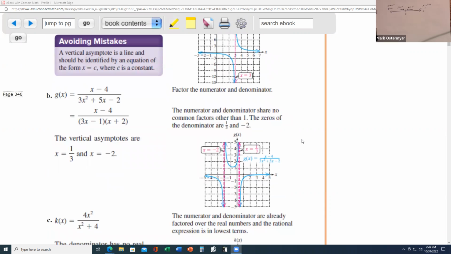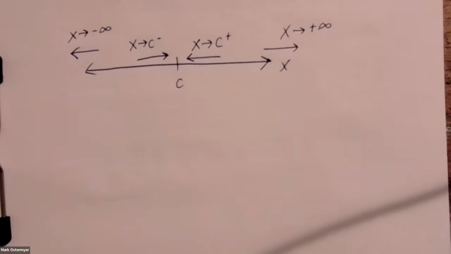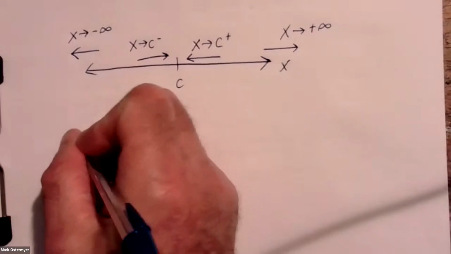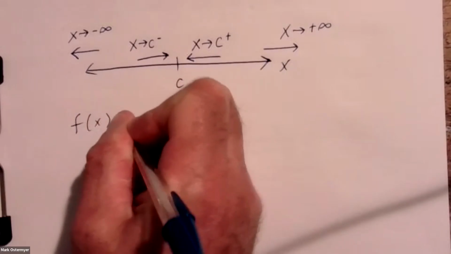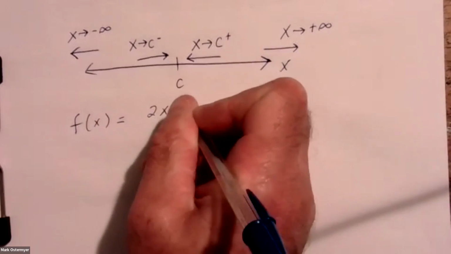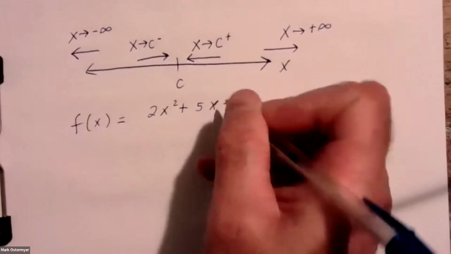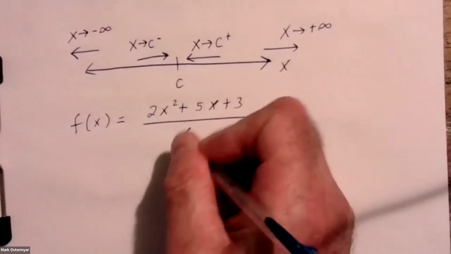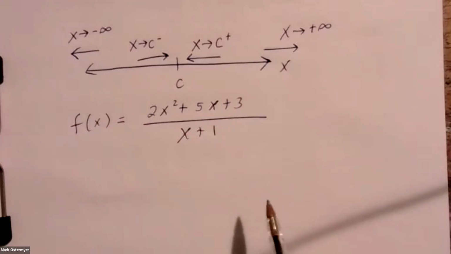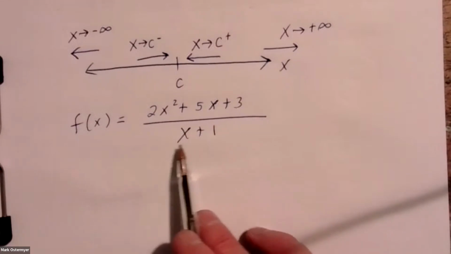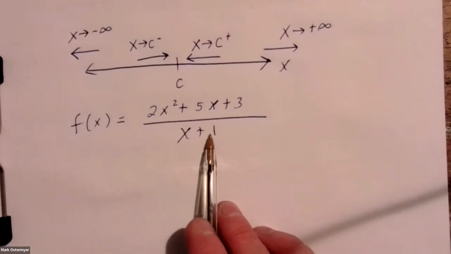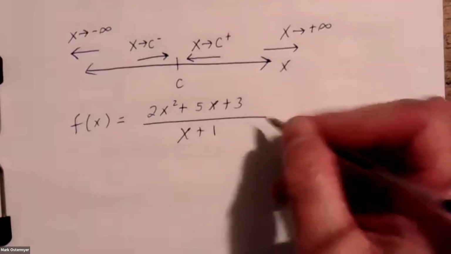Okay. All right, now I want to go over this function here. This is an interesting one. Let's look at this rational function, 2x squared plus 5x plus 3 over x plus 1. Now, it would appear that there's a vertical asymptote at x equals -1, correct? But stay tuned on that one.